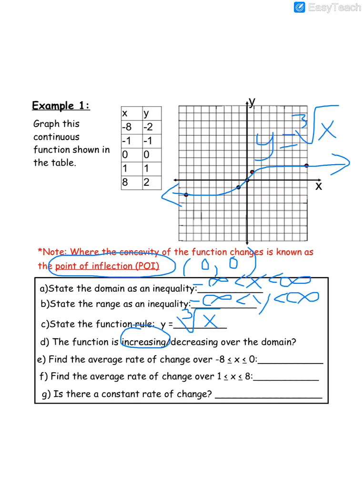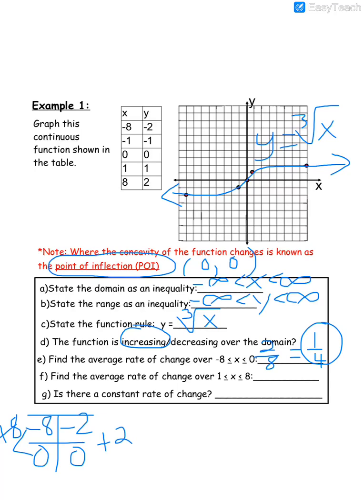Find the average rate of change over negative 8 to 0. I'm going to do my work down here. So I have negative 8 to 0. Well, the cube root of negative 8 we got was negative 2. The cube root of 0 was 0. This went up by 8. Okay, this went up by 2. So if I was going to write this, it's y over x, 2/8, which is equal to 1/4.